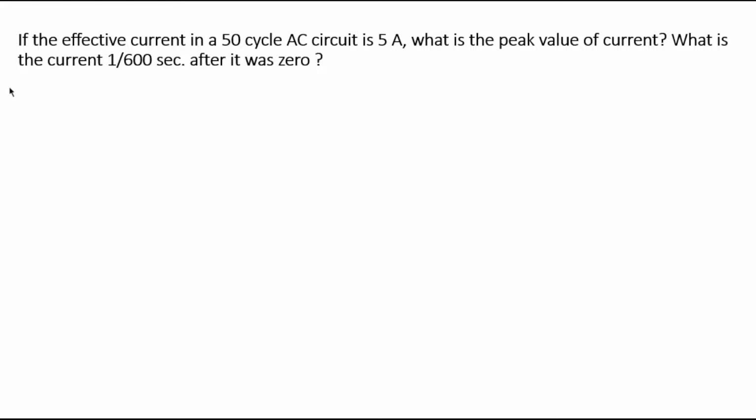So solution, here they have given us the effective current in a 50 cycle AC circuit is 5 ampere. That is, for frequency 50 hertz, the effective current, that is the RMS value of the current, I RMS, is equal to 5 ampere. Whenever we are talking about any effective value in an AC circuit, that means we are talking about the RMS value, and it is also equivalent to its DC value. Here they want us to find out the peak value of current, that is I naught.